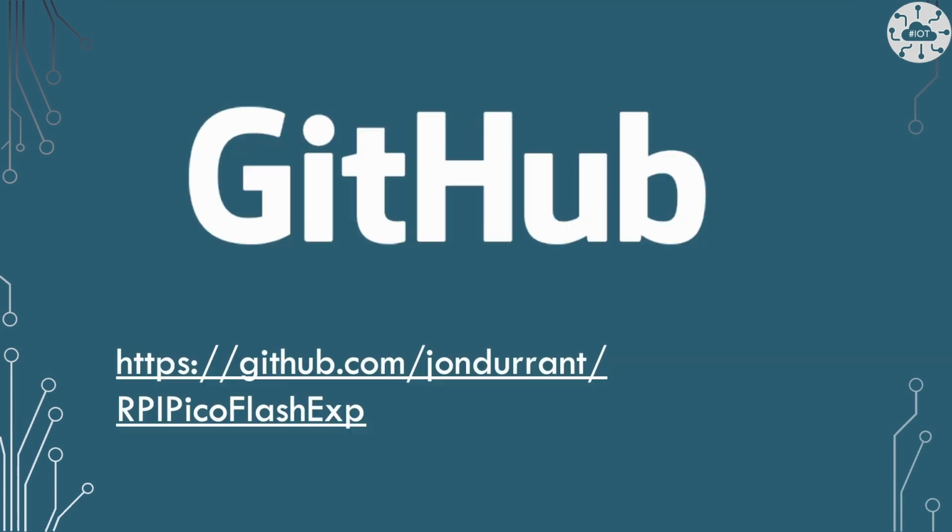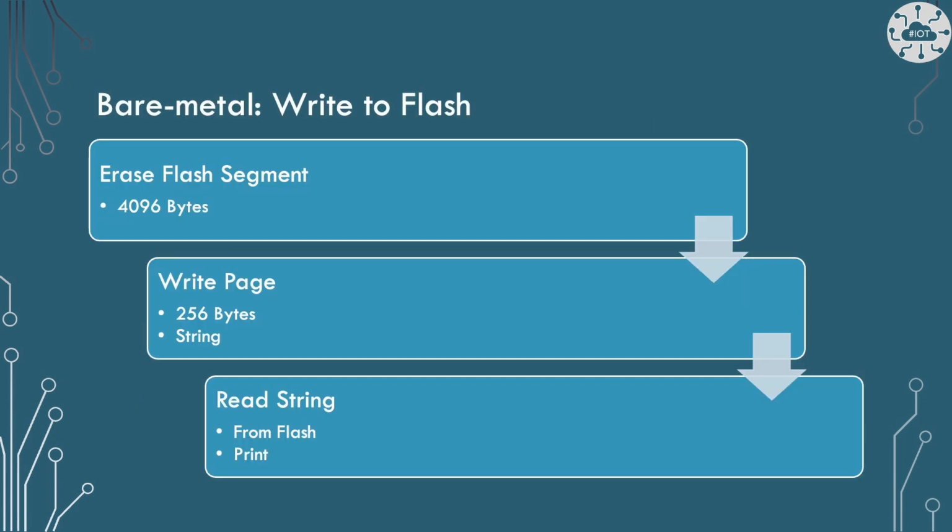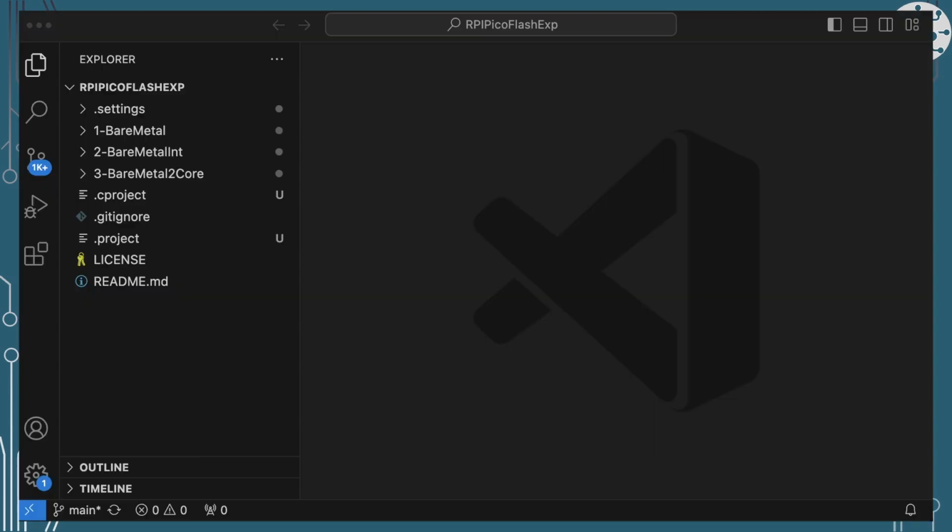All the code for these experiments is included, of course, on GitHub, and you're free to go and get a copy of that. So the first example I'm going to show is just how to do the basic erasing of the flash and writing a page to that flash. So we're going to erase 4096 bytes, which is the size of a segment and the minimum we can actually erase. And then we're going to write a single page, and that's going to be 256 bytes. Again, the minimum page size that we can write using the API. And then we read back that string and print it out. Pretty simple. Let's have a look over in the code in VS Code.